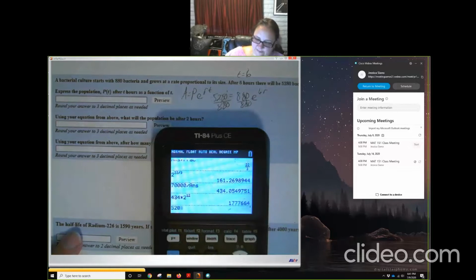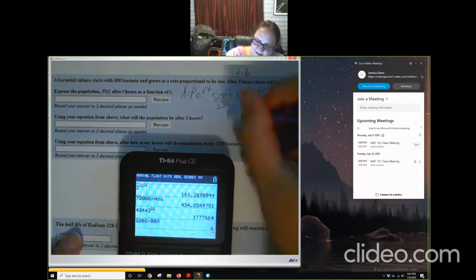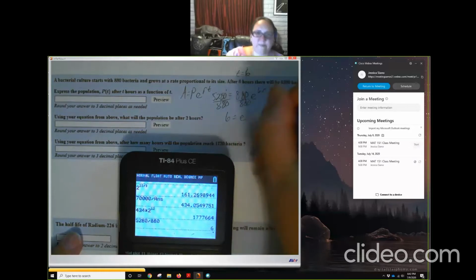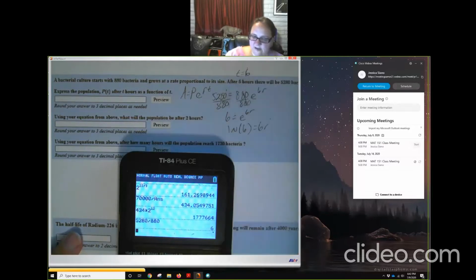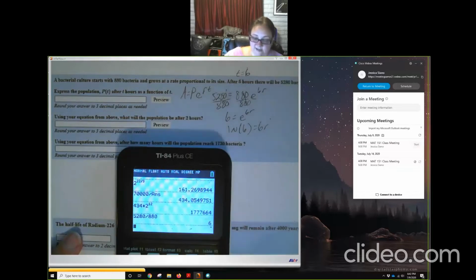$52.80 divided by 880. That's 6. So then the ln of 6 equals 6R. So R is the ln of 6 divided by 6.